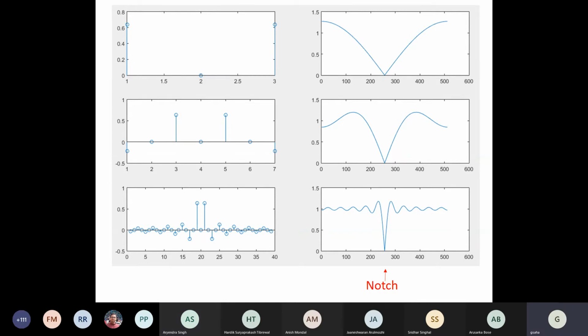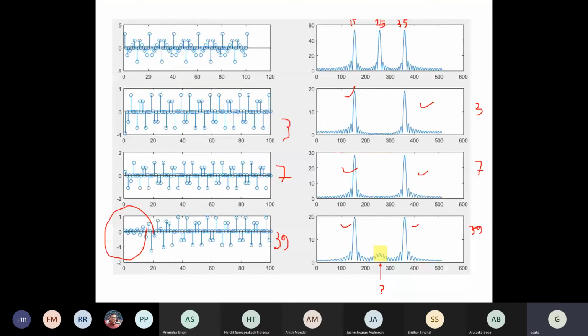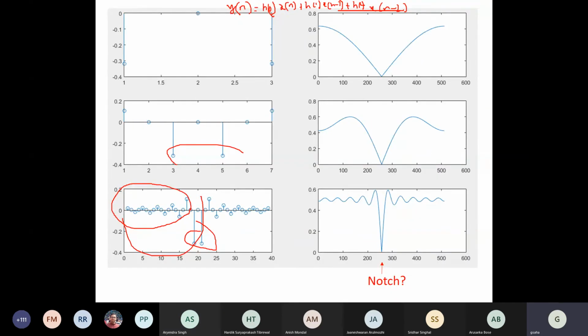I'll just take it to that particular slide. This is the one. Just have a close look. Nothing very serious. We shall move a bit faster.